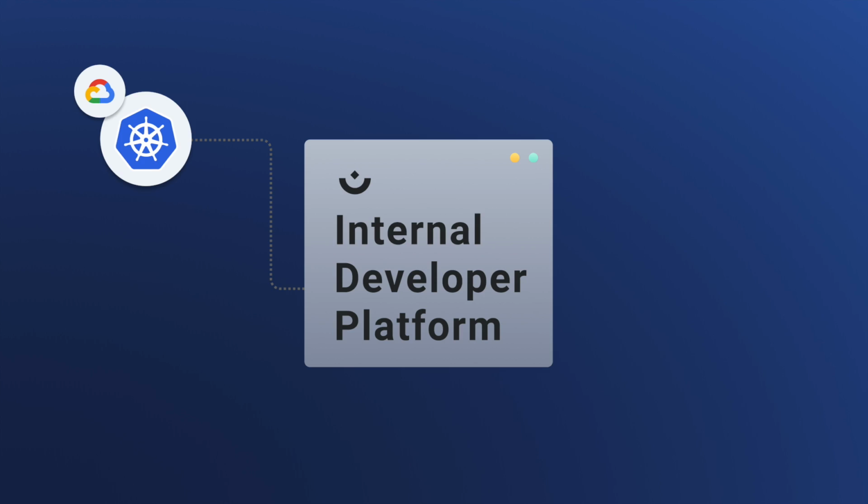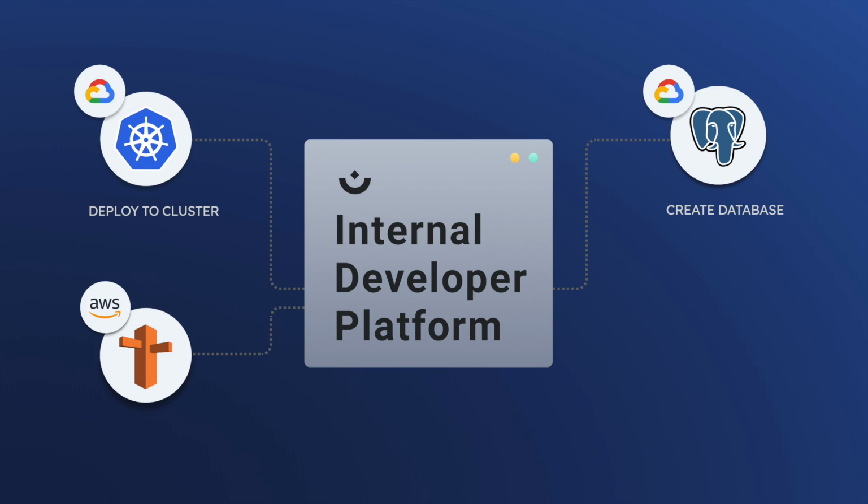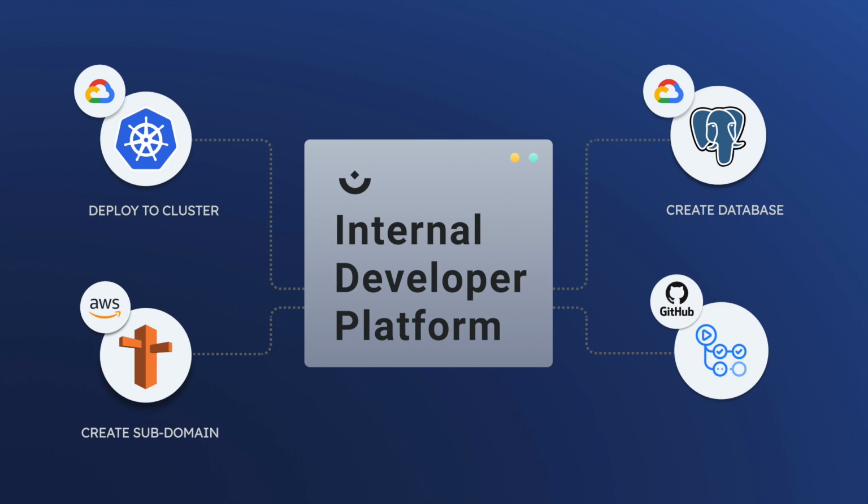You connected a GKE cluster and told the platform to deploy to it. You connected a Cloud SQL instance and told the platform to create new databases. You connected a DNS provider and told the platform to create new subdomains as required. And you connected your CI pipelines for the two container images so that the internal developer platform is informed when a new image is available.